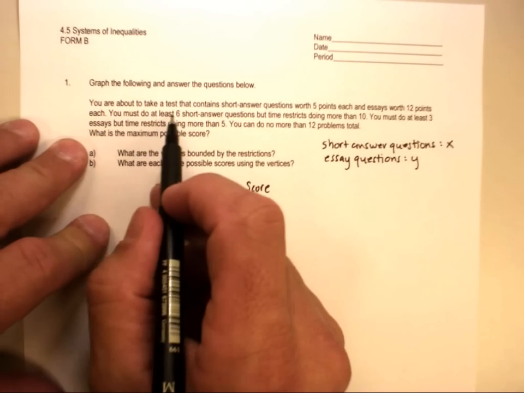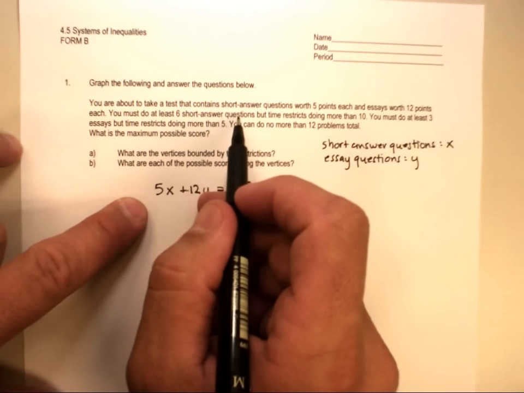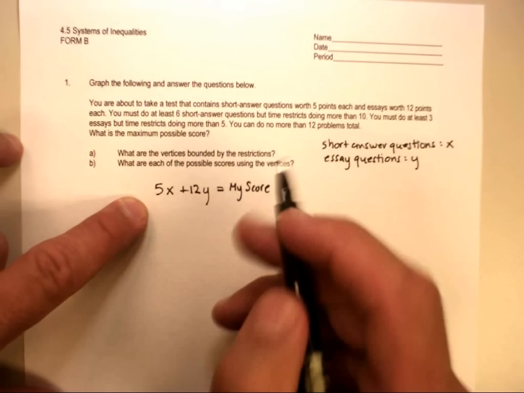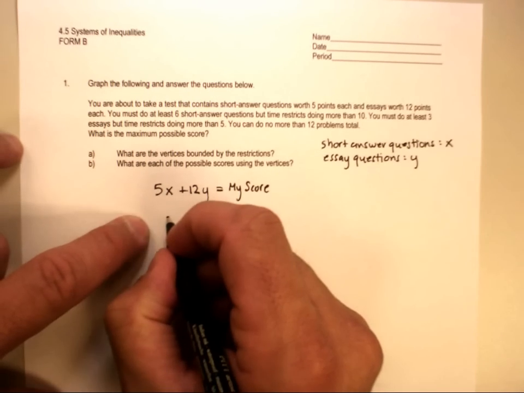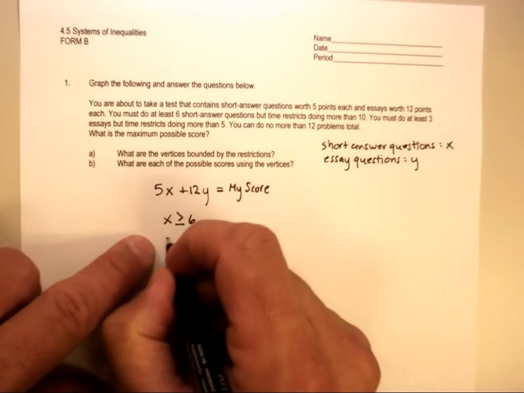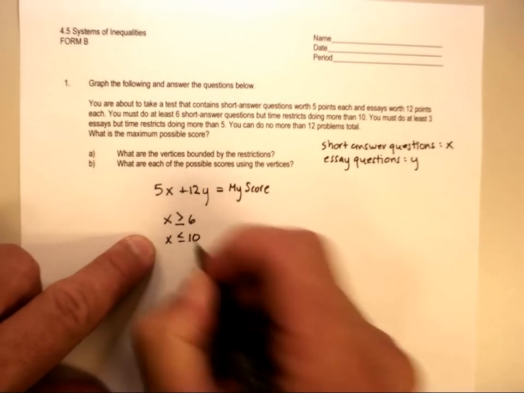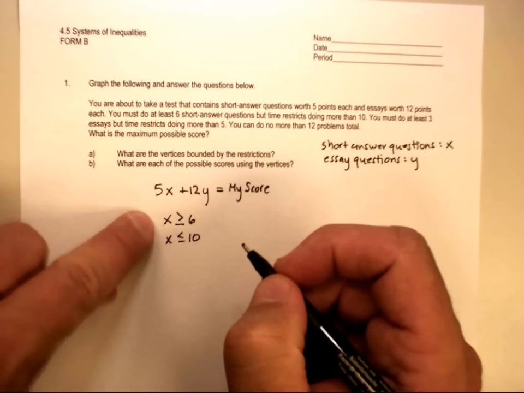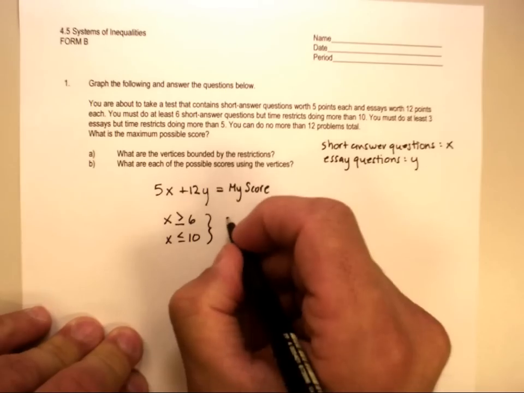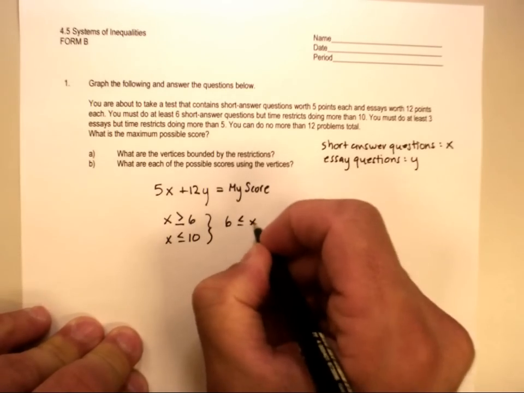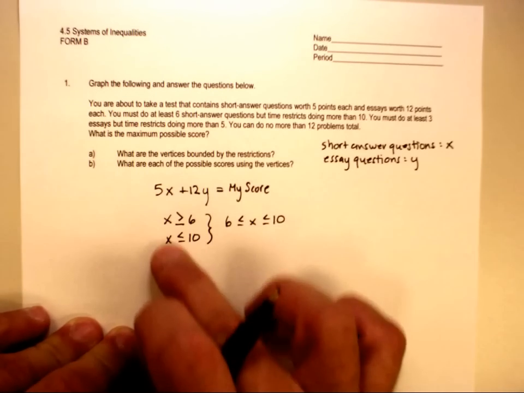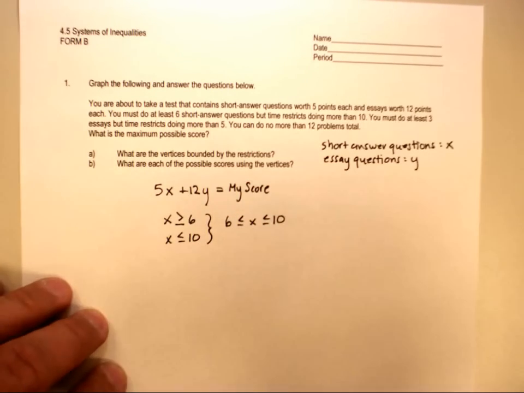Now, you must do at least 6 short answer questions, but time restricts you from doing more than 10. So how would I write that? So x, short answer, has to be at least 6, but it has to be less than or equal to 10. So there are 2 different inequalities that I can use. I could also rewrite this if I wanted as 6 is less than or equal to x is less than or equal to 10. Either one of these 2 ways, this is just more broken up, would be acceptable, okay?